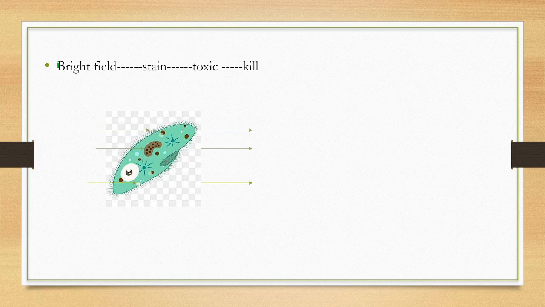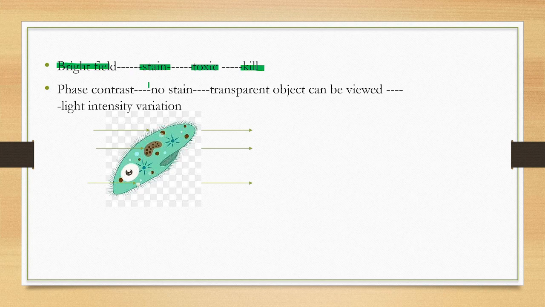In the bright field microscope, the compound microscope, you have to stain the specimen. The stain is toxic to the cells and lethal to the organism, or might have killed the organism. But in the phase contrast microscope, no stain is required. A transparent object can be viewed, and this is based on light intensity variation.